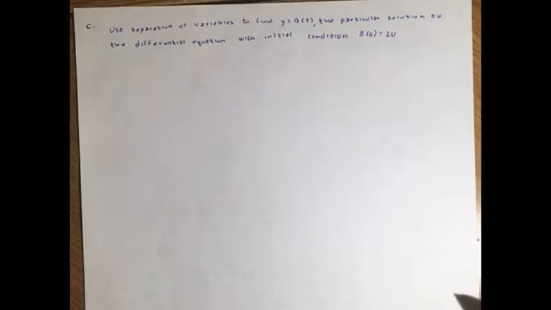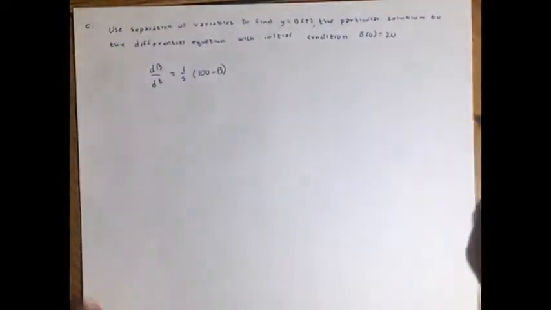All right. So part C asks, use the separation of variables to find y equals b of t, the particular solution to the differential equation with initial condition b of 0 equals 20. So we're going to write our equation again. db dt equals 1/5 (100 minus b). So we've been doing this recently in class.